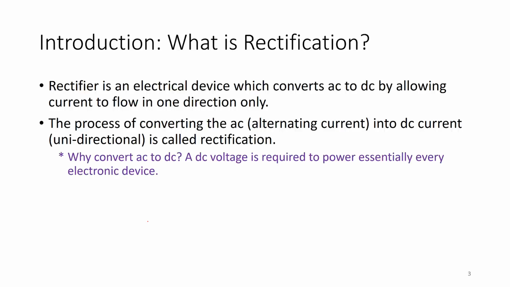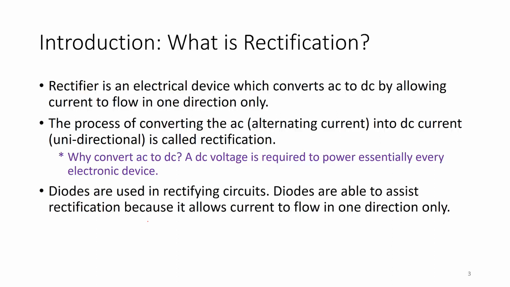Why convert AC to DC? A DC voltage is required to power essentially every electronic device. So diodes are used in rectifying circuits. Diodes are able to assist rectification because they allow current to flow in one direction only.